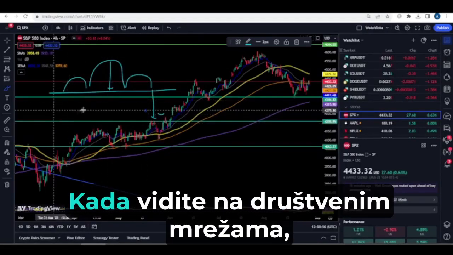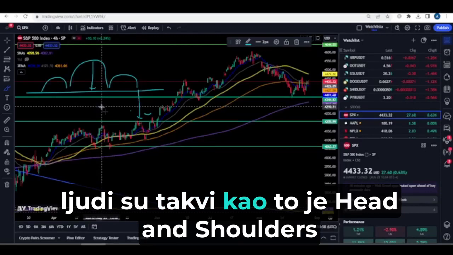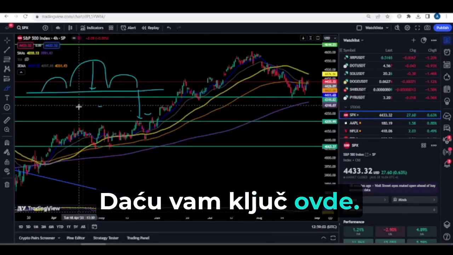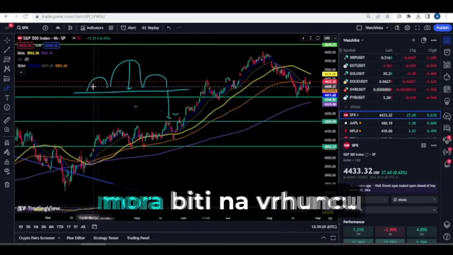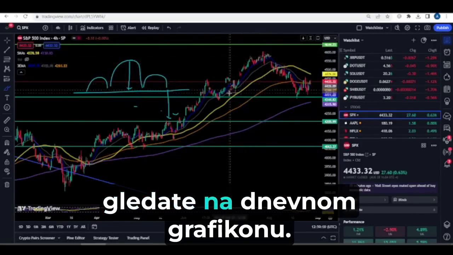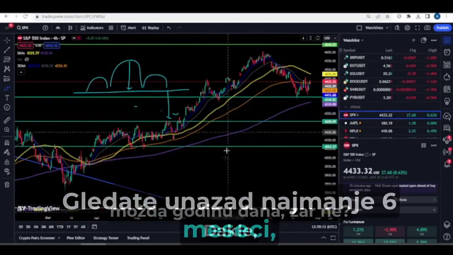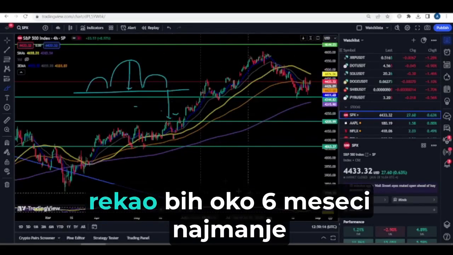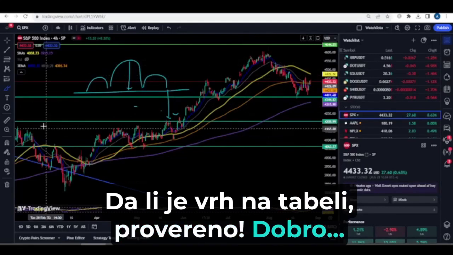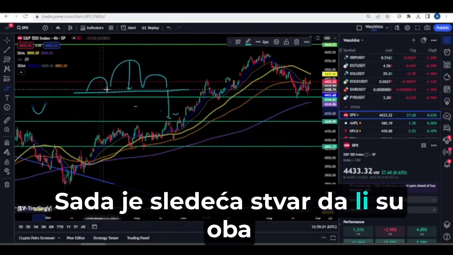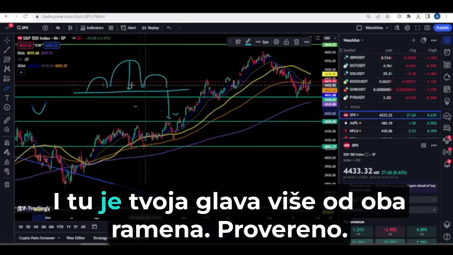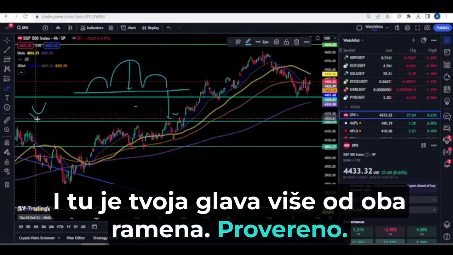People are horrible. When you see on social media, people are like, oh, that's a head and shoulders pattern. A lot of times it's not. I'm gonna give you the keys here. One of the things is this pattern has to be at the highs of a recent chart. Otherwise, if it's not recent history, and on a daily chart, you're looking back at least 6 months, maybe a year, right? So I would say about 6 months at minimum. So is it at the high of the chart? Check, okay? Now, the next thing is are both shoulders lower than the high of the head? Yes, yes, and there's your head, higher than both, check, okay?